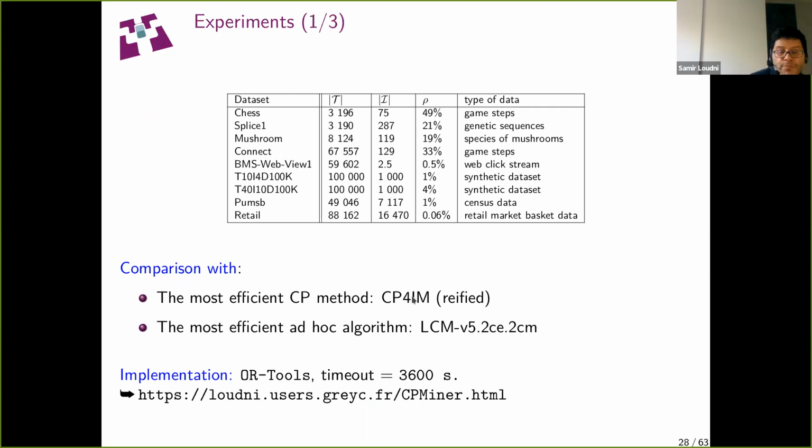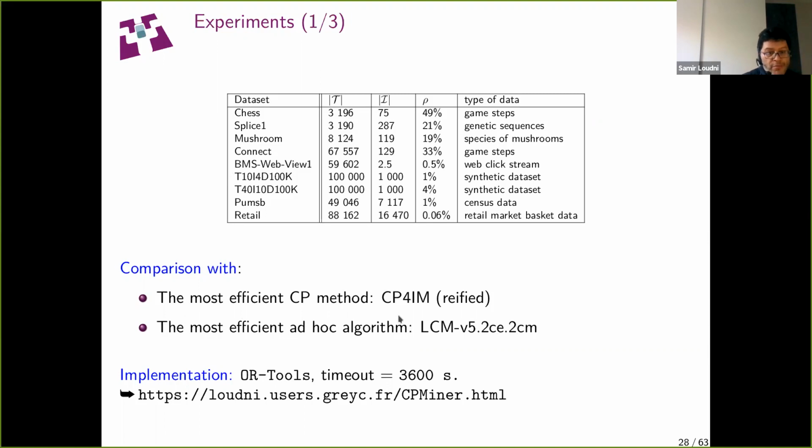So here we give some experimental results on UCI datasets with the following characteristics. For each dataset, we give the number of transactions, the number of items, and the density of each dataset.